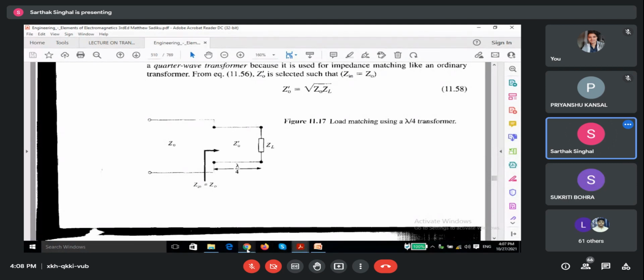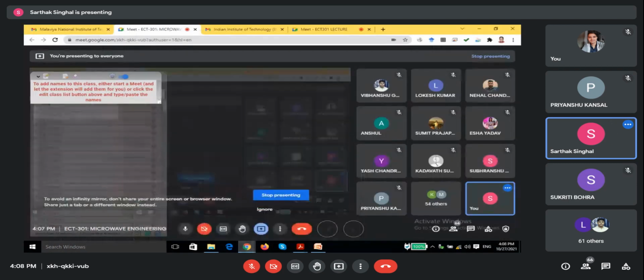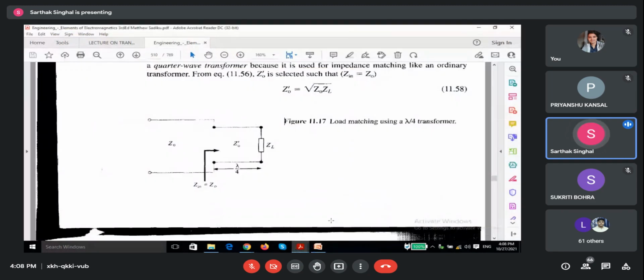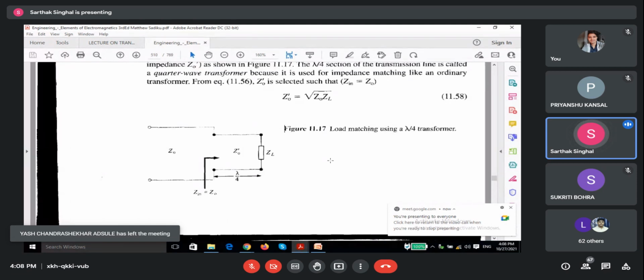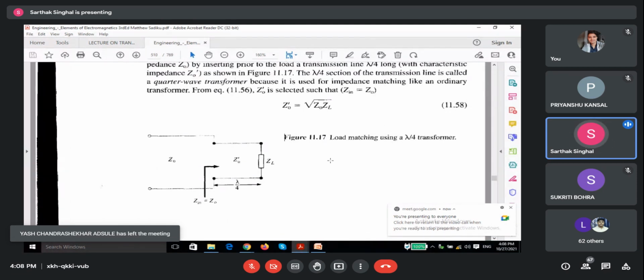Okay. The characteristic impedance of that quarter wave transformer transmission line, Z naught dash, will be equal to the square root of Z naught into ZL, right? Yes. Now in that, one problem was that you should have a characteristic impedance of that value, that is Z naught dash.